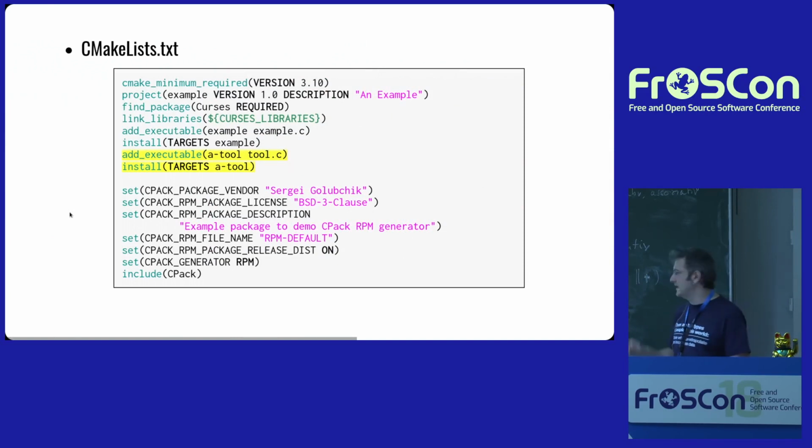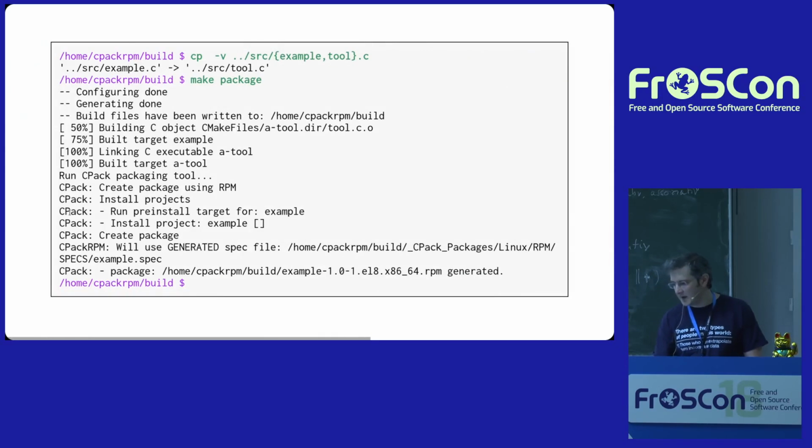So here, I'm adding another executable. Again, I'm specifying to CMake that I want to build an executable called atool from the source file tool.c and install it as atool. So it's, again, nothing RPM specific here. I'm just adding a new binary to the build system. Because I don't want to write another simple C file, I just copy example.c to tool.c. Then I run make package. As you can see, it compiles tool.c, links it into atool, and generates the RPM.